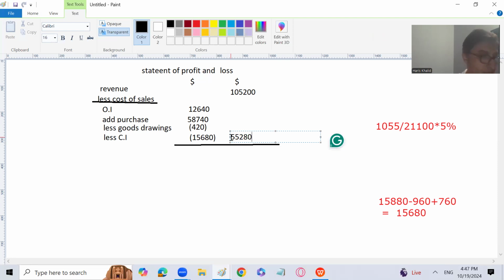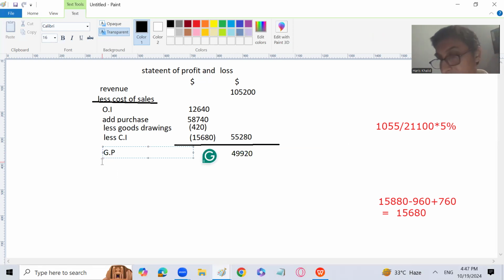105200 minus 55280. So the gross profit is 49920. Right here, 49920 is the gross profit. I am using the abbreviation, but you have to label it properly, fully. There should be no abbreviation used in the labeling.